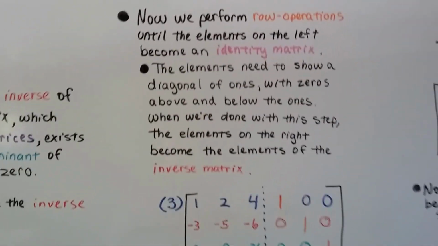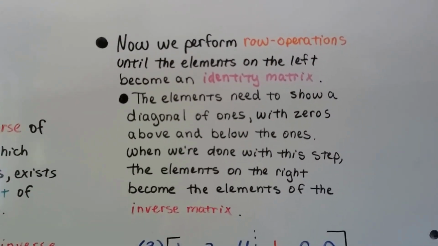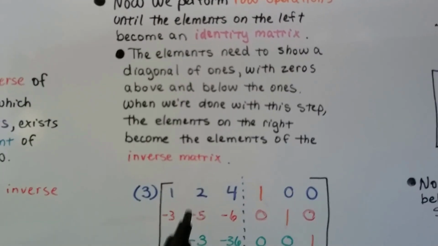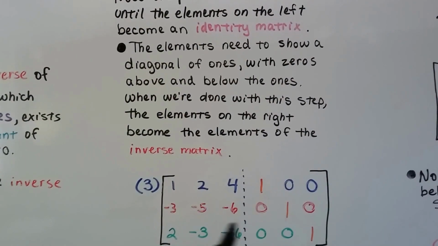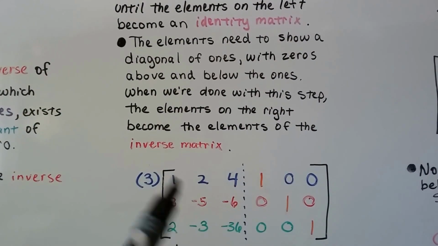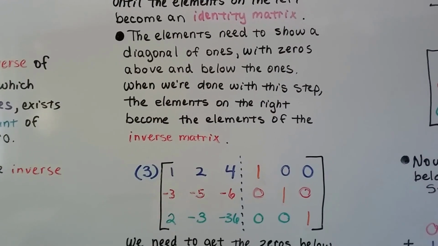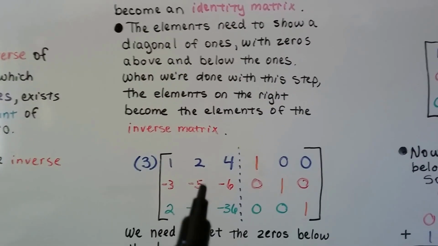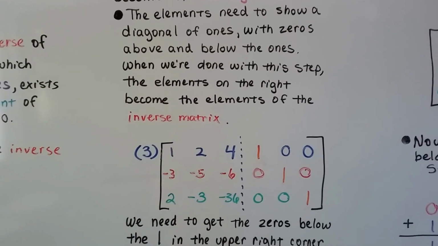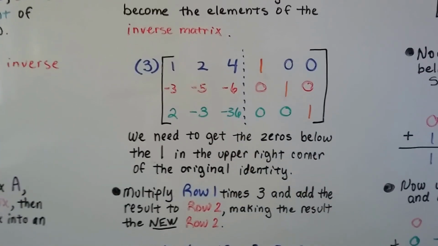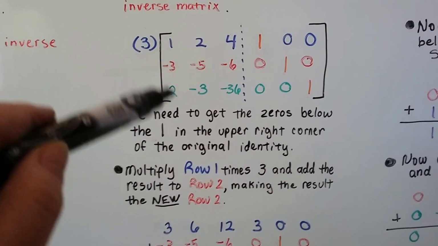Now we're going to perform row operations, and we learned how to do that in 13.1b. We do it until the elements on the left become an identity matrix, a diagonal of all ones with zeros above and below it. When we're done doing that, the elements on the right are going to be our inverse matrix. That's our goal.